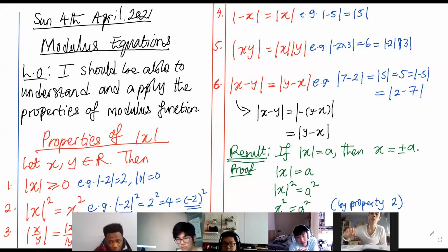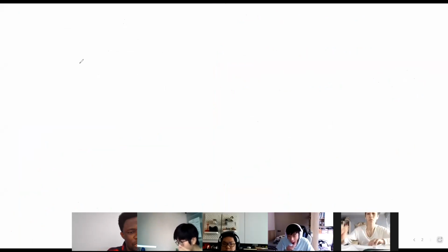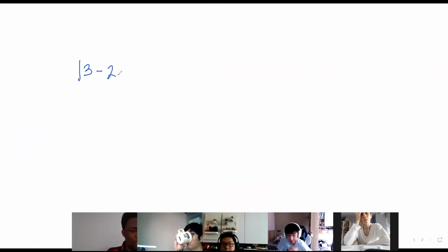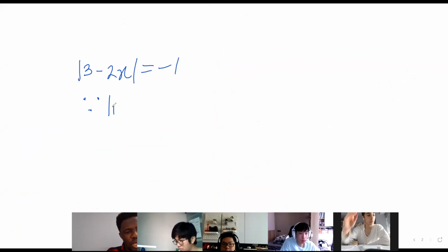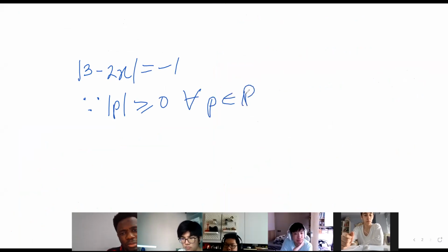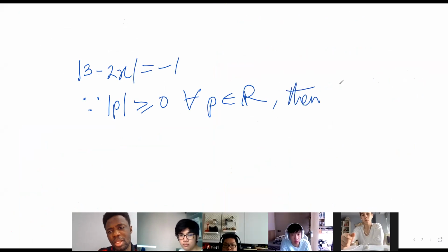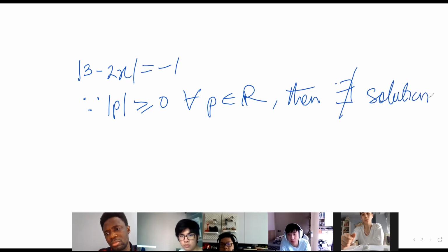Okay, let me write properly what I'm saying. If you want to solve that problem, after the question you have to be able to justify: since the absolute value of P must be greater than or equal to 0 for all P in R, what you are trying to say is that this left-hand side cannot be negative, and so there exists no solution. Okay, something like that.